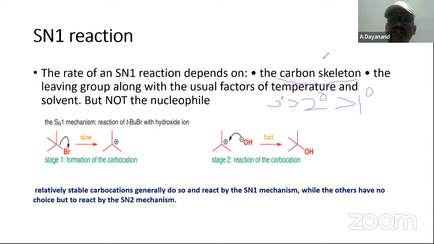That is, this is a tertiary. Therefore, SN1 usually occurs at this one. The leaving group, along with the usual factors of temperature and solvent, but not the nucleophile. The attacking nucleophile is not going to decide the rate of the reaction. Why? Because it is independent of the nucleophile that is attacking. Stable carbocations react by SN1 mechanism, while others have no choice but to react with SN2 mechanism. Okay, that is about this SN1 mechanism.